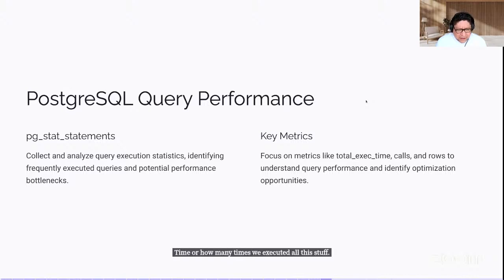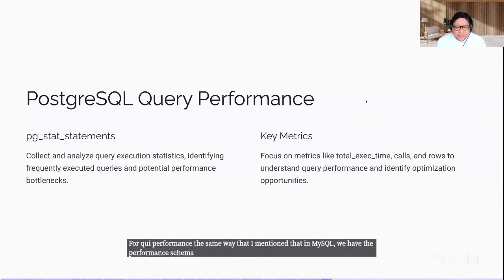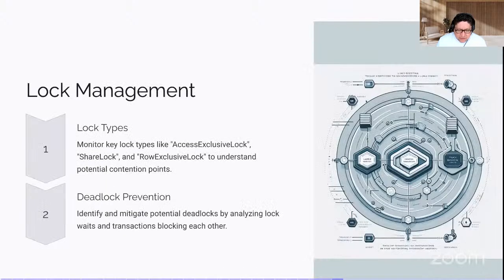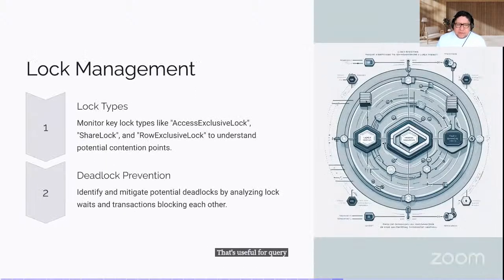Okay, sorry. For query performance, the same way that I mentioned that in MySQL you have the performance schema, Postgres comes with an extension that you have to activate, which is pg_stat_statements, that also collects metrics over time of queries. Super useful for query performance. The key metric there: execution time, always execution time. That's useful for query performance.